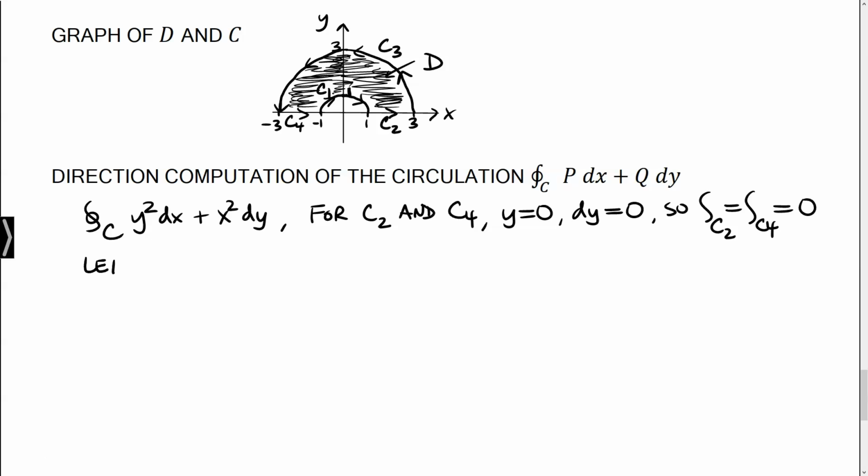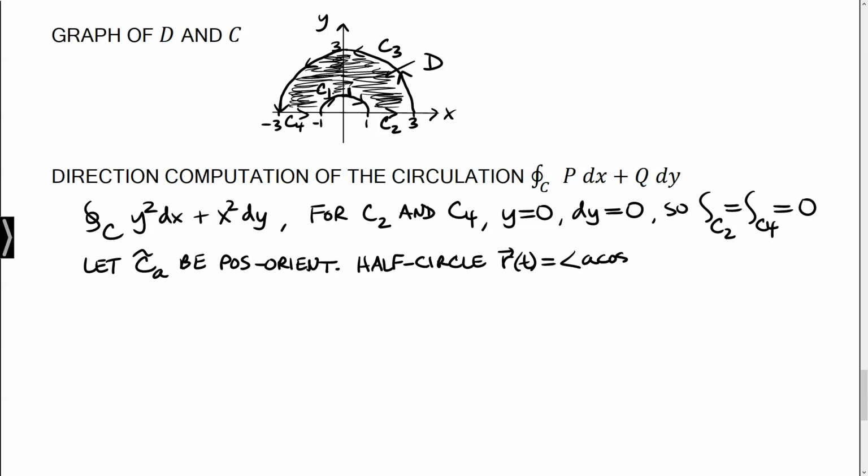So I'm going to call this C tilde sub a. I'm going to let this be a positively oriented half circle centered at the origin with radius a. So it's going to be r of t equals a cosine t, a sine t, where t goes from 0 to pi. So for instance, if a is 3, we get exactly C3. If a is 1, we get the opposite of C1.